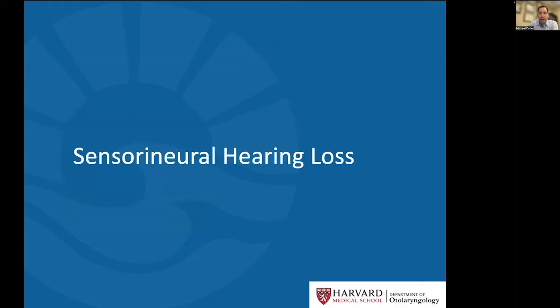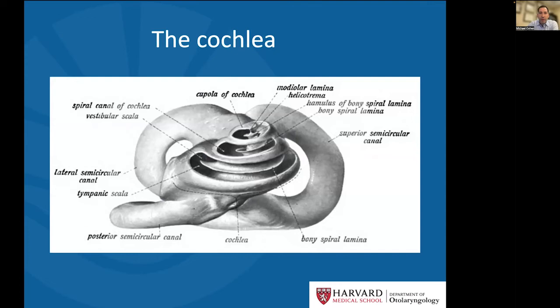So let's talk a bit about sensory neural hearing loss. This is that second kind of hearing loss that we talked about, where it's the inner ear that's affected and not the middle or outer ear. So sensory hearing loss occurs within the cochlea. This is a little diagram of the cochlea. That's the spiral-shaped organ that's responsible for turning the vibrational signal, the mechanical signal of sound, into a nerve signal that goes to the brain.